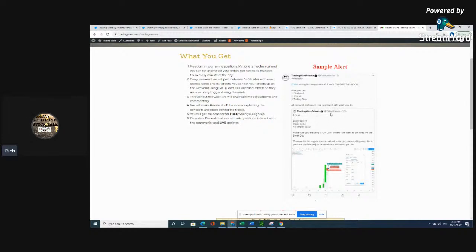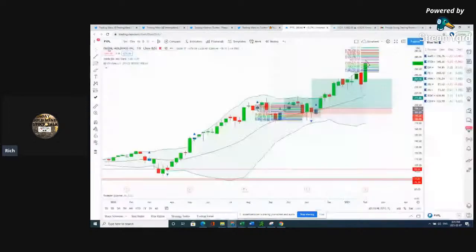So the week before the market opened, like the weekend, I posted this entry, exit, and stop for Tesla. And then during the week, it automatically fills, and it's automatically either going to hit your target or it's going to hit your stop loss. Okay, so let's look at a few examples. Let's look at one example from last week of how I did it.